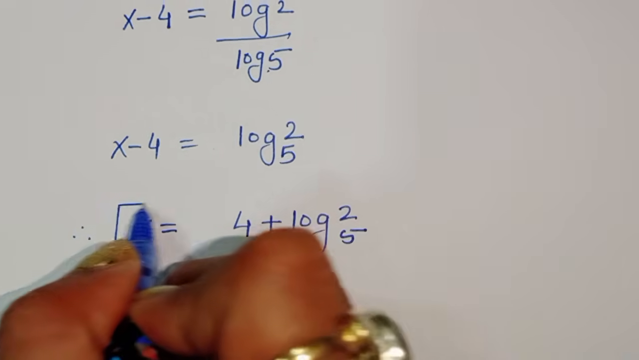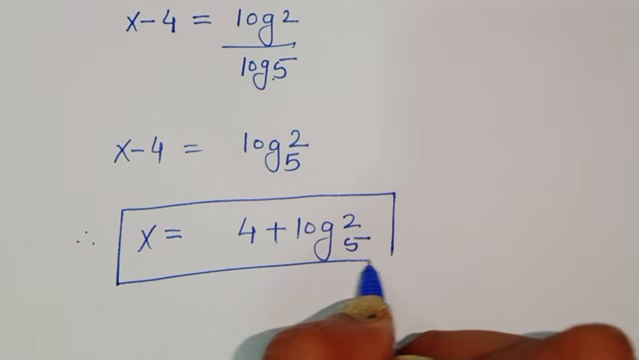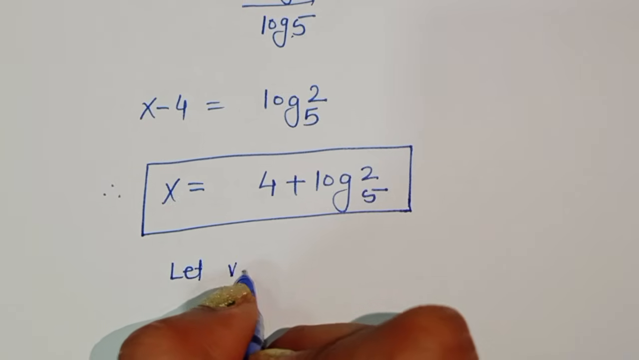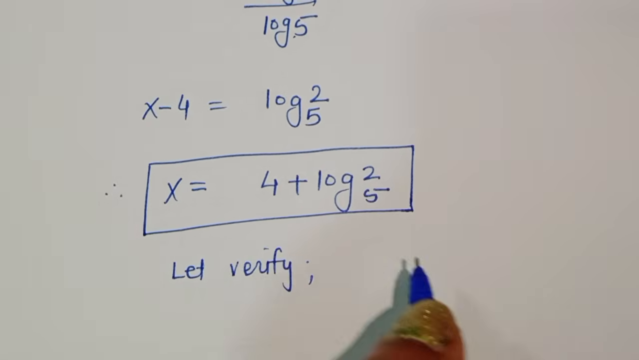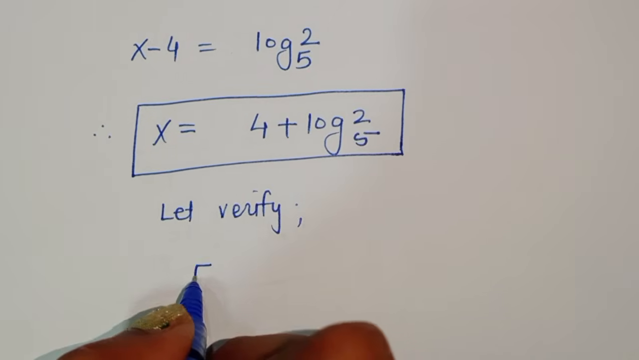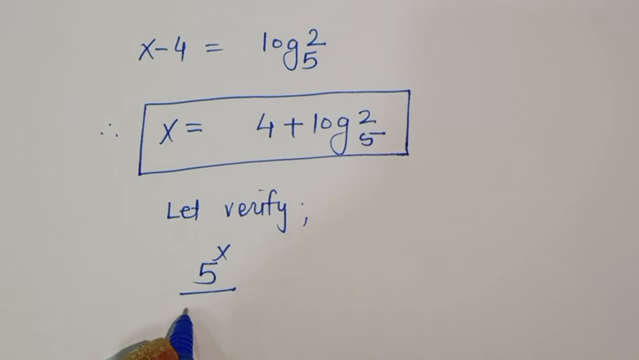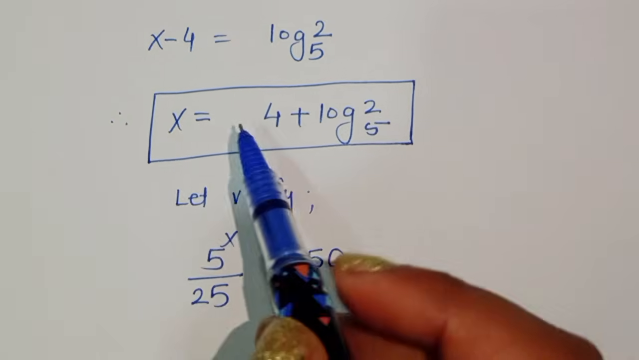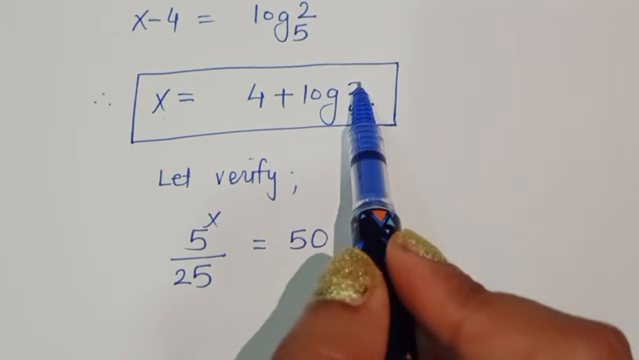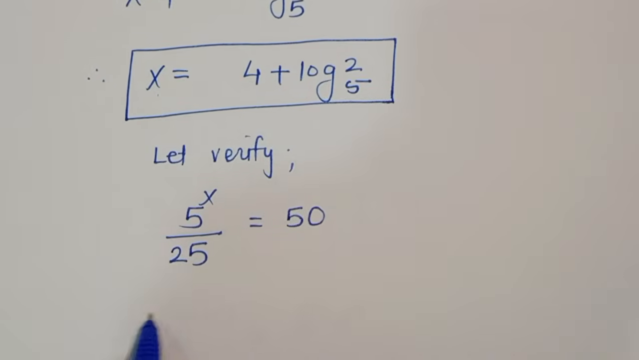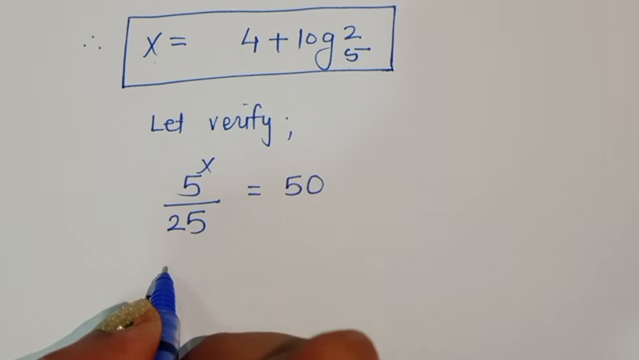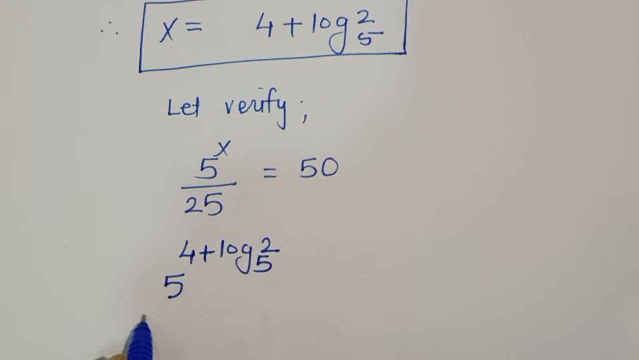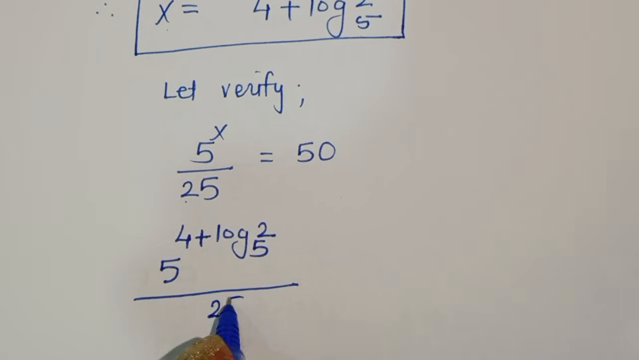So this is the value of x here. Now let's verify whether this is correct or not. Let's check this value. Our question is 5 power x divided by 25 is equal to 50. Now we have to substitute the value of x, 4 plus log of 2 to the base 5. So we substitute 5 power x, where x is 4 plus log of 2 to the base 5, divided by 25.